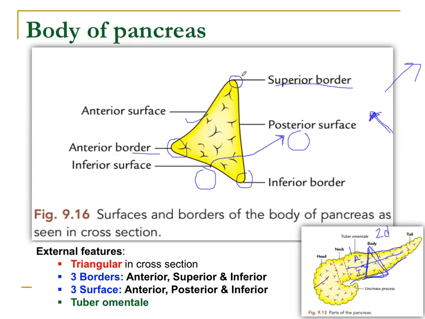Just behind it, between the superior border and inferior border, you will find the posterior surface. And on the superior border, you will find a raised part that is coming from the superior border. We call it the tuber omentale. This is one of the very important structures to identify the superior border.